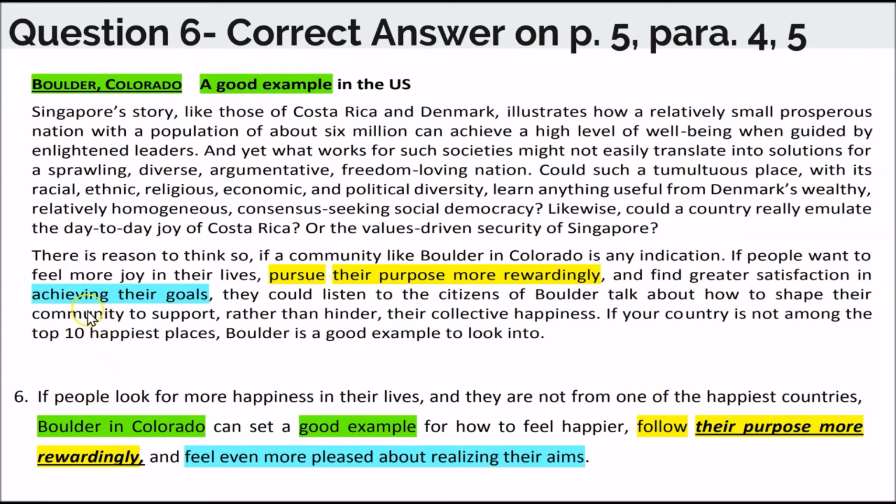To make sure, we can read the following statement in the actual paragraph. In the reading paragraph, it says achieving their goals. Instead of saying achieving their goals, we rephrase it in a statement by saying feel even more pleased about realizing their aims. So realizing their aims and achieving their goals are used almost synonymously for us.